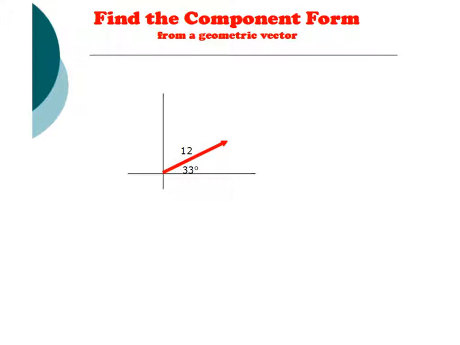Now, doing the algebra when they're already in component form is super easy, but really what you were doing yesterday on the geometric vectors, those weren't in component form. They looked something like this. I told you a direction via a degree measurement, and I told you a magnitude. What we have to do now is take this information and turn it into component form. Remember, component form boils down to figuring out this ordered pair right here.